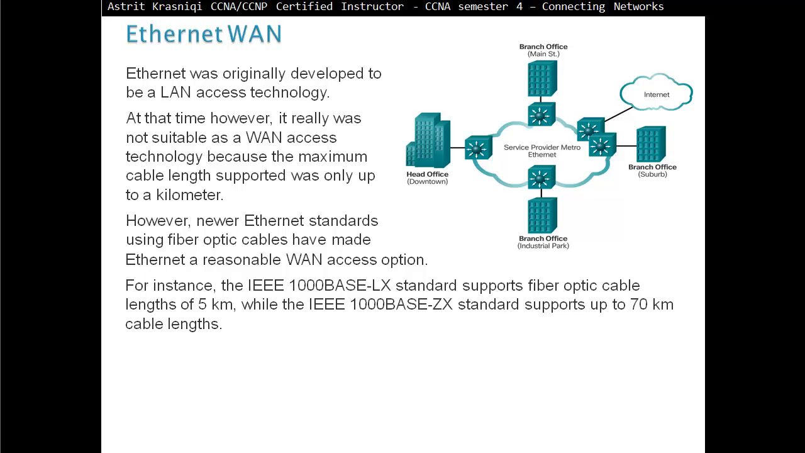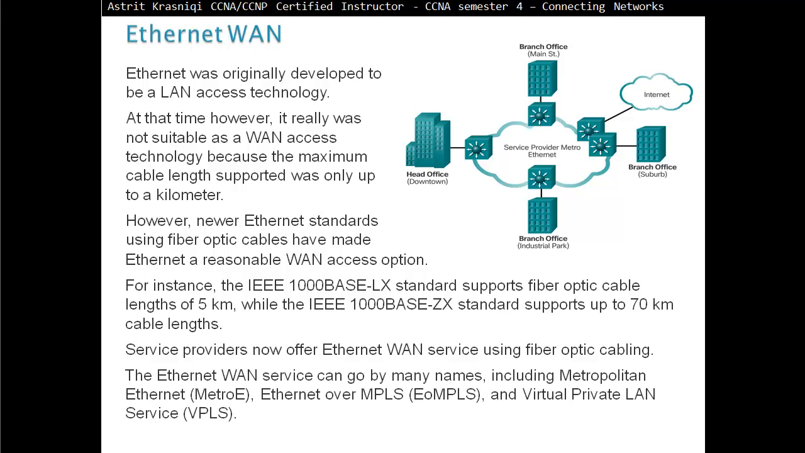For instance, the IEEE 1000BASE-LX standard supports fiber optic cable lengths of up to 5 kilometers, while the IEEE 1000BASE-ZX standard will support up to 70 kilometers of cable length. Service providers now offer Ethernet wide area network service using fiber optic cabling. Ethernet wide area network services can go by many names, including Metropolitan Ethernet, Metro E, Ethernet over MPLS, EoMPLS, and Virtual Private LAN Services, VPLS.